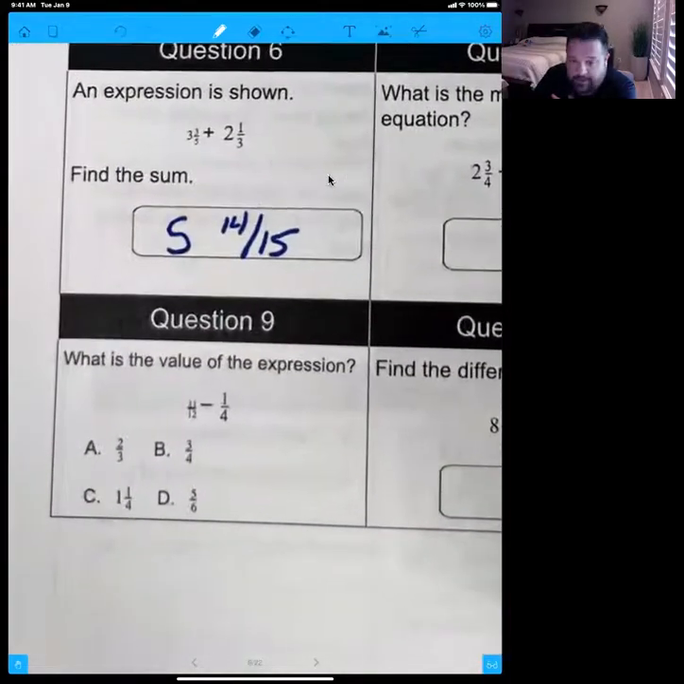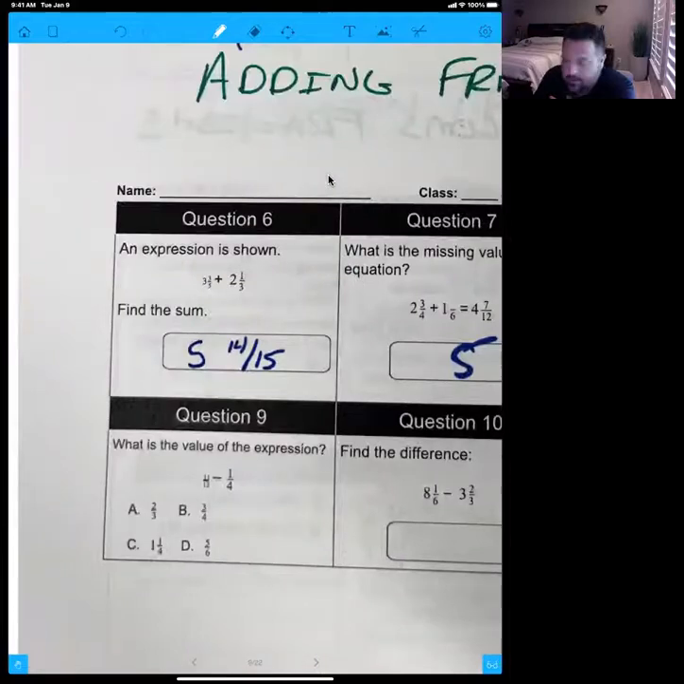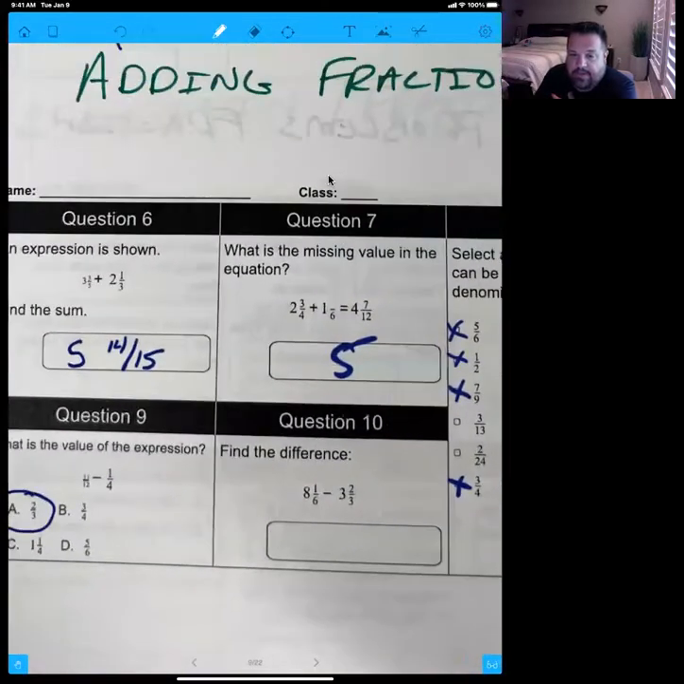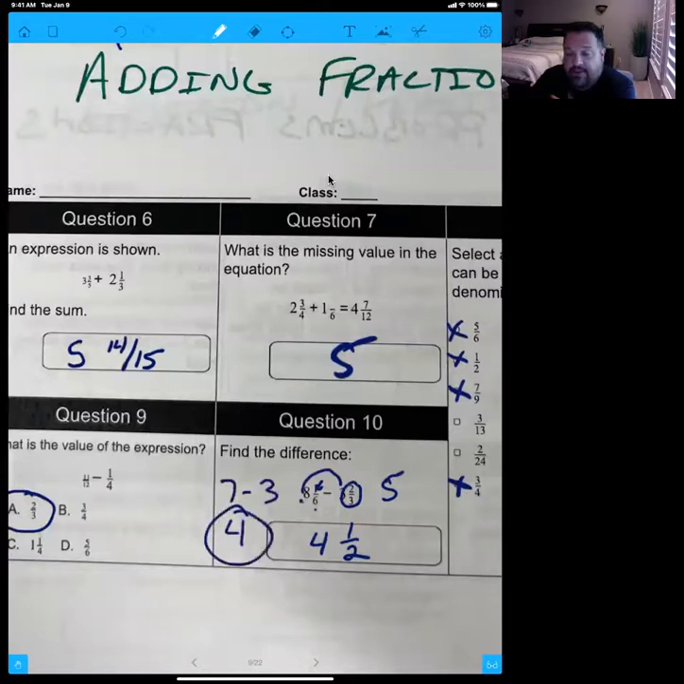Okay, go ahead and do number 9. Make sure you find your common denominator. You should have got A. And pause the video, do number 10. You should have gotten 4.5. That's another one where, right? 8 minus 3 is 5. But then 1/6 is very small and 2/3 is very big. So you should realize that you're going to have to regroup. So that 8 right there is going to become a 7. So 7 minus 3, then you'll see your answers in the 4s.